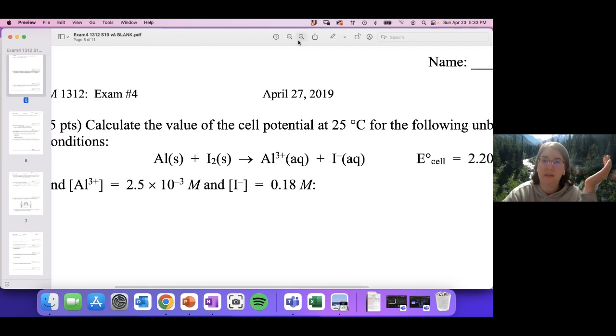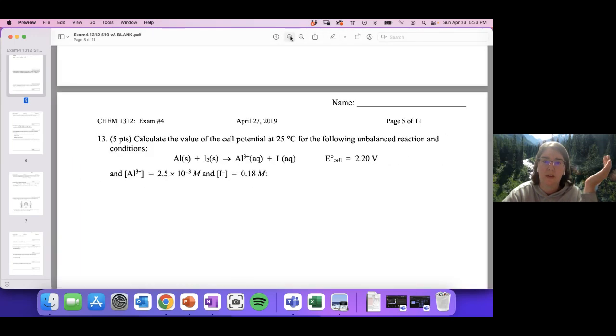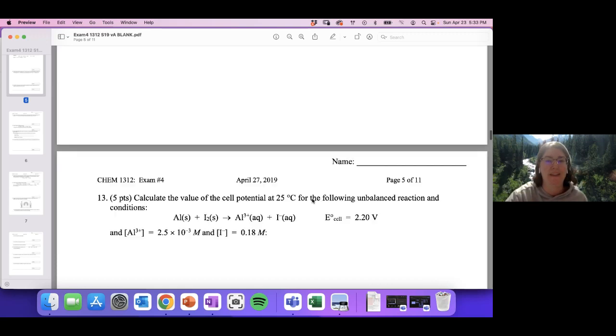Make this smaller so I can actually see the whole thing at once. Number 13: Calculate the value of the cell potential at 25 degrees Celsius for the following unbalanced reaction and conditions. Yay! That's the really complicated one that I prepared for too. So if it's 13 that you want, we won't do 13 on this exam review, because I like people who want to try this question out on their own to have a chance to. I'll do 13 in the follow-up video, because I have a version of this I made myself.